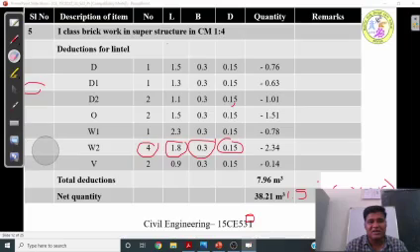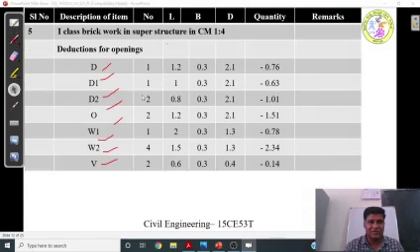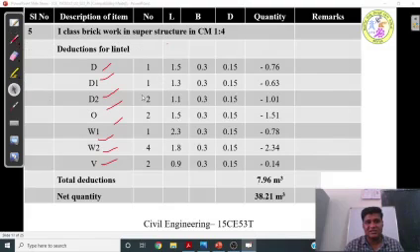So in the same manner, all the lintels above the openings, that is D, D1, D2, W, W1, W2 and V. All the openings' lintels will be deducted. So the total deductions have to be summarized and added. So in the previous lintels, it will come to 7.96 cubic meters. So this is the total deductions.